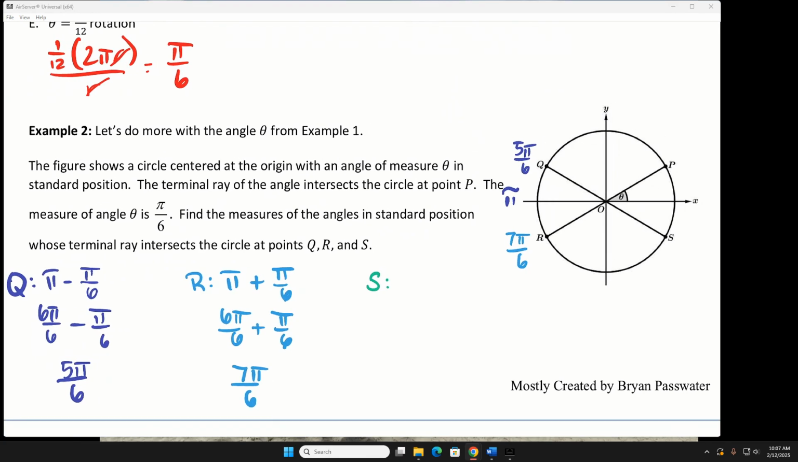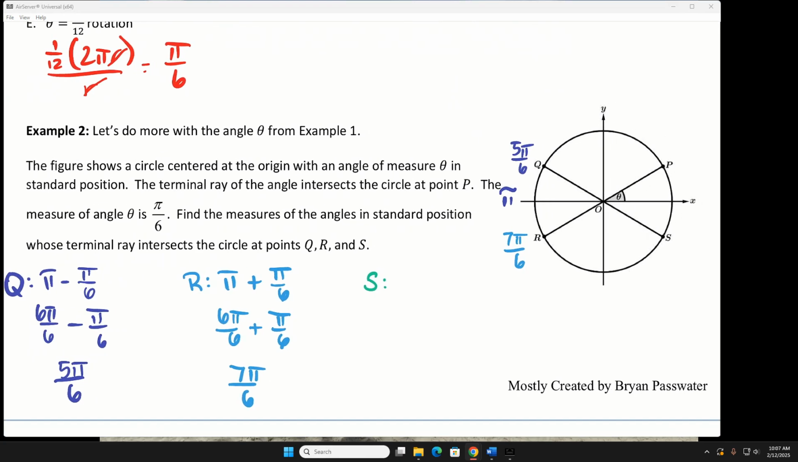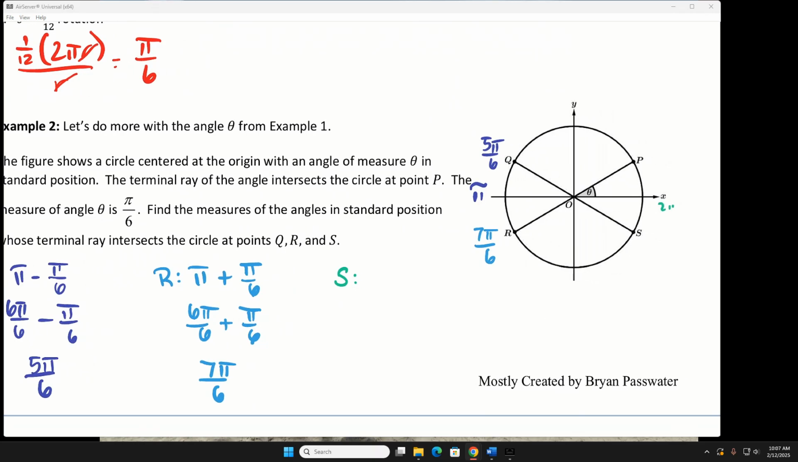All right, and then what was a full revolution? 2 pi. All right, so I know here to here is 2 pi. I know this is pi over 6. So what do I need to do to find that? Subtract. All right, so this time 2 pi is going to be 12 pi over 6.